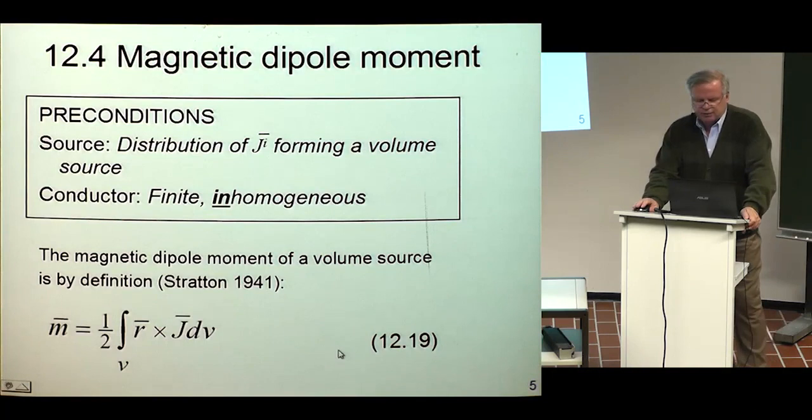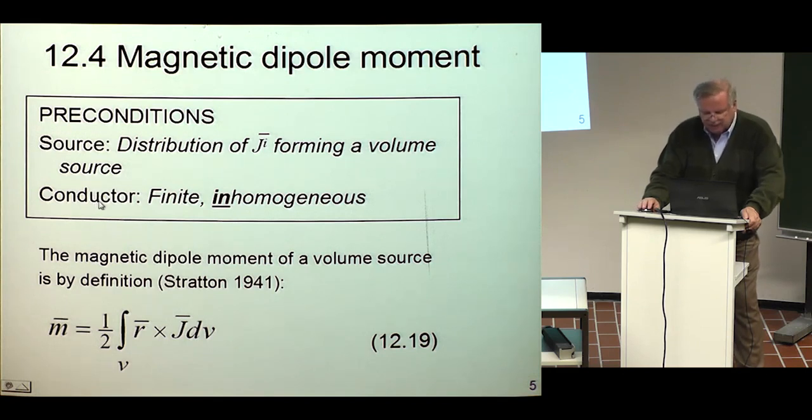What do we do with biomagnetic measurements? The basic fundamental task is to find the magnetic dipole moment of the source. So the source's distribution of Ji, the impressed current density, which is forming the volume source. The conductor, again, is first finite inhomogeneous.